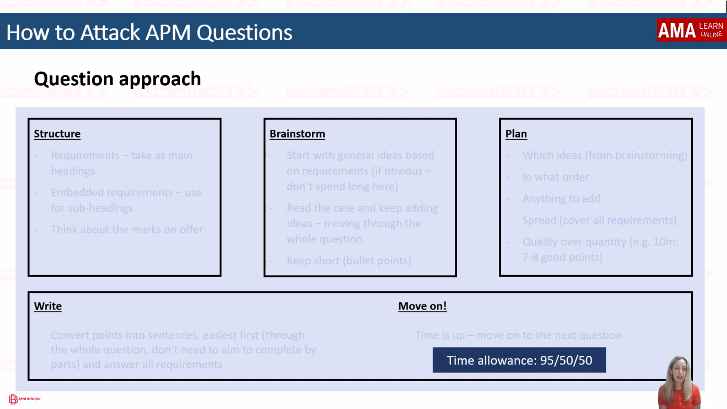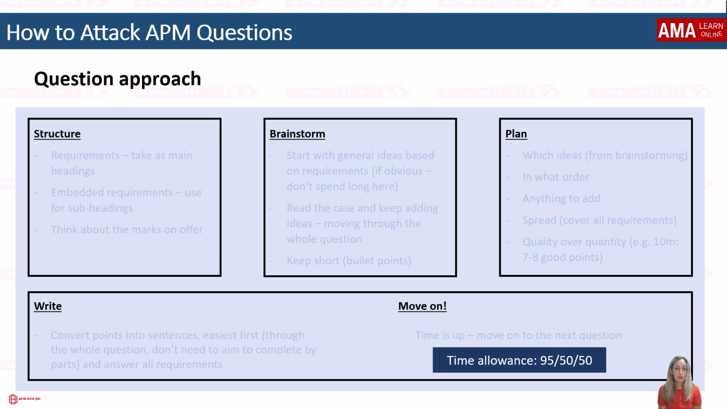And how much time can you spend then on each question? Well, given there's 3 of them, 50 marks, 25 marks, and 25 marks, and you have 195 minutes in total, my suggestion is spend 95 minutes on question 1, the 50 marker, and then split the remaining 100 minutes, 50 and 50 for each of the 25 mark questions.